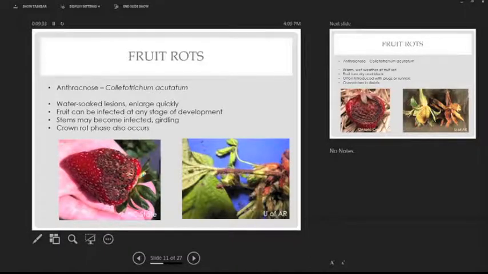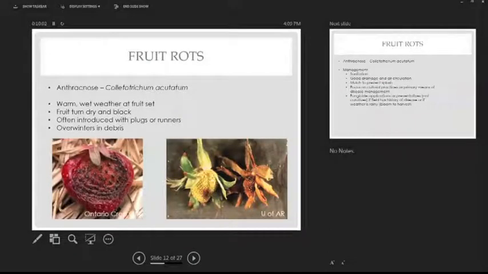The anthracnose fruit rot can occur anytime during fruit development. It's most common, though, as fruit size up and start to mature. Stems can become infected, and there's also a crown rot phase. We have evidence that it can actually be the same species. So not as prevalent, but it can be the same species. So we've seen that.